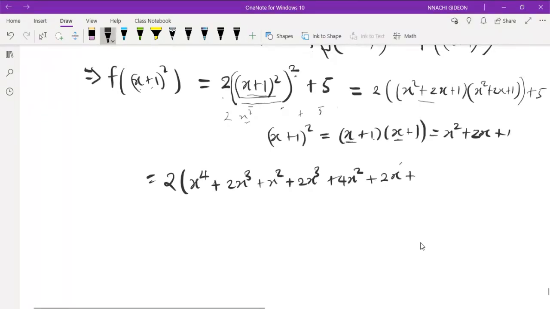2x cubed, 4x squared, 2x. Should we continue? Yes, sir. Okay, you can continue.